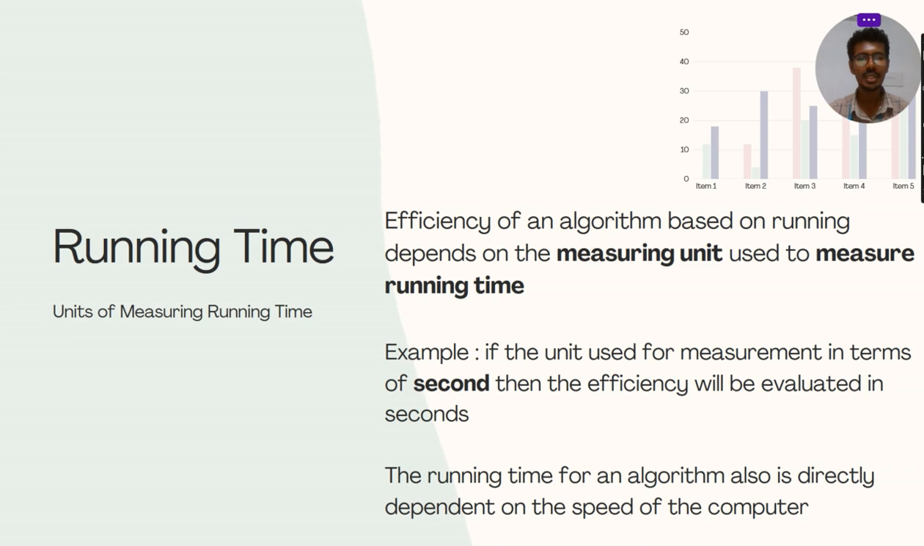Mostly the algorithm's running time directly depends on the speed of your computer hardware, because based on the performance of your computer hardware we are able to identify the running time of an algorithm. If you compare the same algorithm running on an i3 machine and an i7 machine, you can easily compare the time in seconds, because your i3 will run slower when compared with your i7 processor.